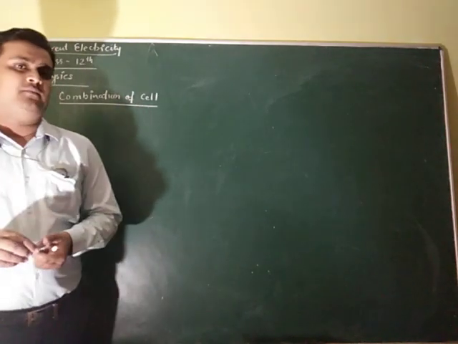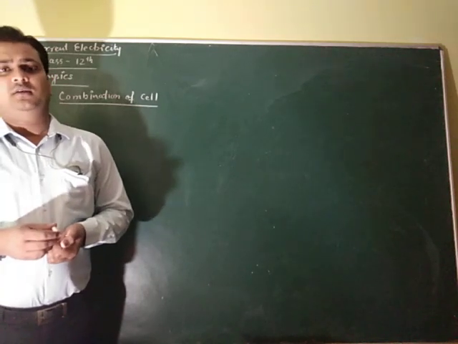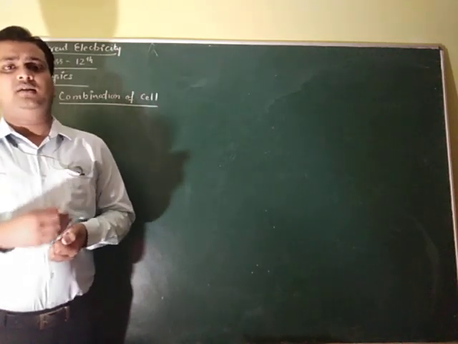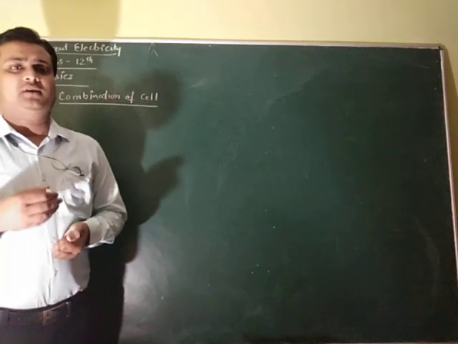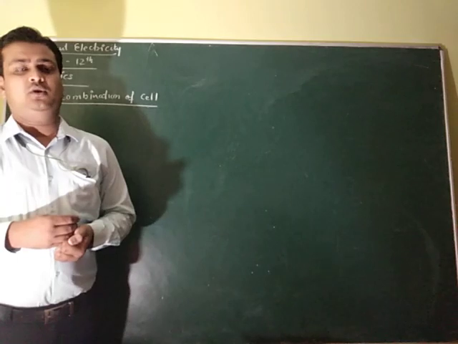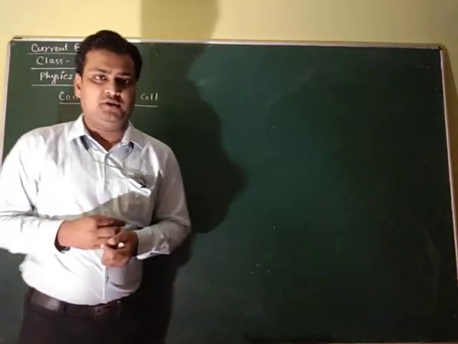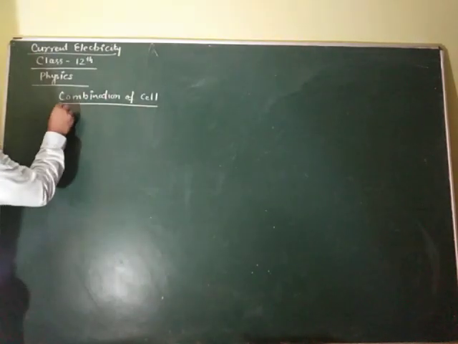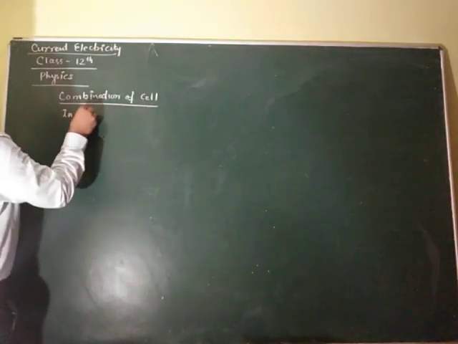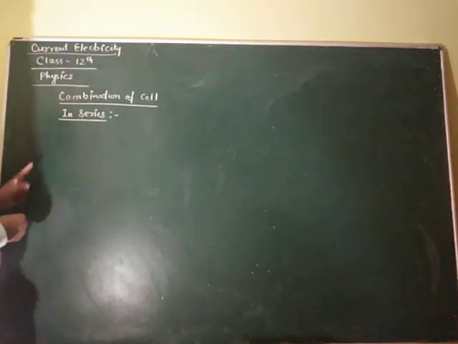Now suppose you have many cells connected in series and then in parallel, then what will happen? What will be the current equations in the series combination and parallel combination? Today we will study the series and parallel combinations one by one. First is series. In the series combination of cells, we are taking identical cells.